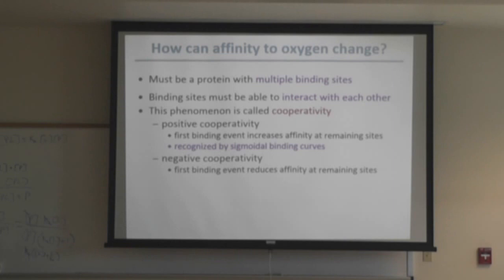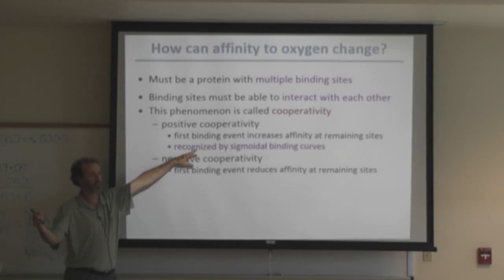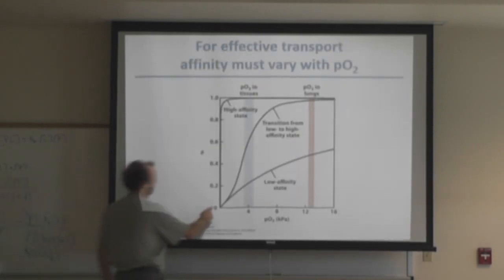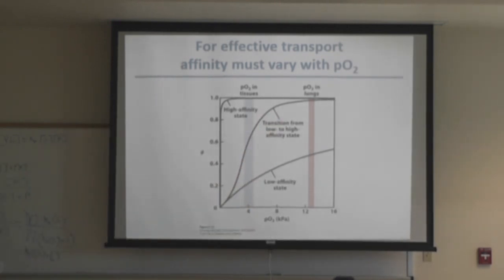So how can affinity to oxygen change? This happens because the protein has to have multiple binding sites. If you guys remember, hemoglobin contains 4 subunits. When oxygen binds to one, it alters the affinity of all the other subunits to increase their affinity for oxygen. That's what's known as positive cooperativity, where the first binding event increases the affinity at the remaining sites. And you'll recognize that sigmoidal binding curve, like we saw here. It's an S shape where it starts off low, then increases, and then levels off again, like a normal binding curve would.